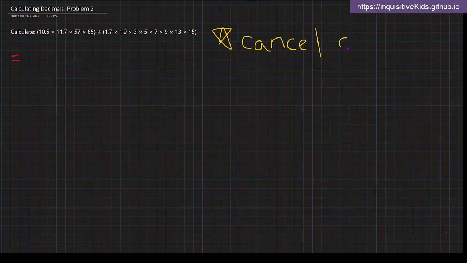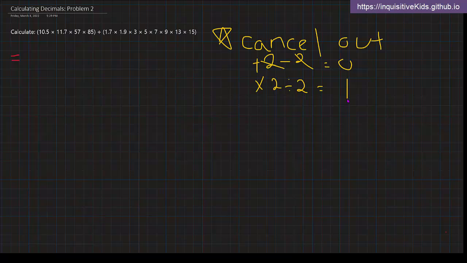Some examples would be plus 2 minus 2. That just crosses out into 0. Or times 2 divided by 2. That also equals 1. And 0 and 1 are much, much easier numbers to work with than what you see here. Do you still remember the easiest way to write an equation when you're trying to solve it?